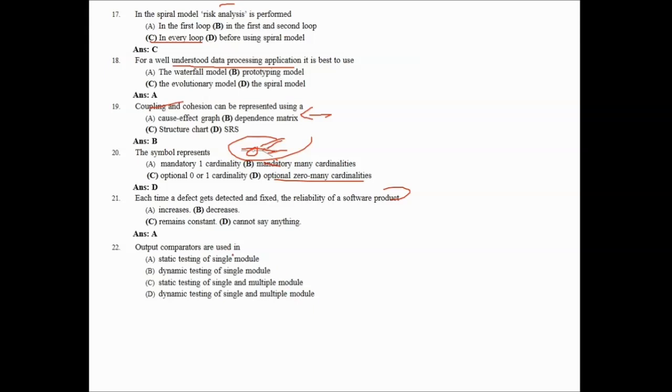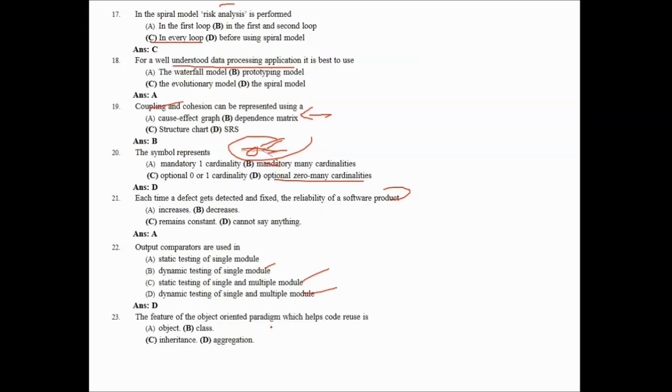Output comparators are used in static testing of a single module, dynamic testing of a single module, static testing of single and multiple module, dynamic testing of single and multiple modules. So output comparators are used in dynamic testing of single and multiple module.